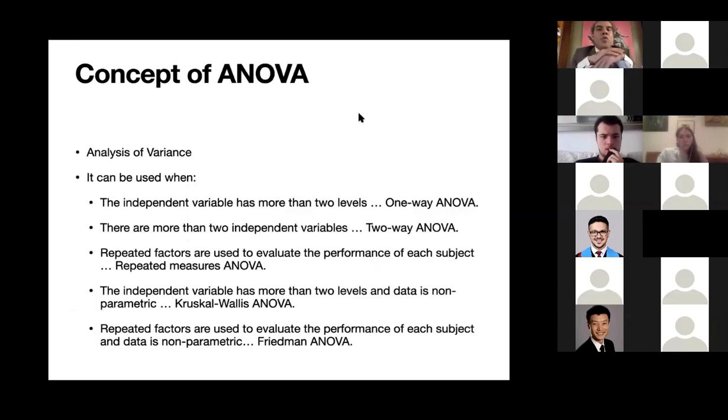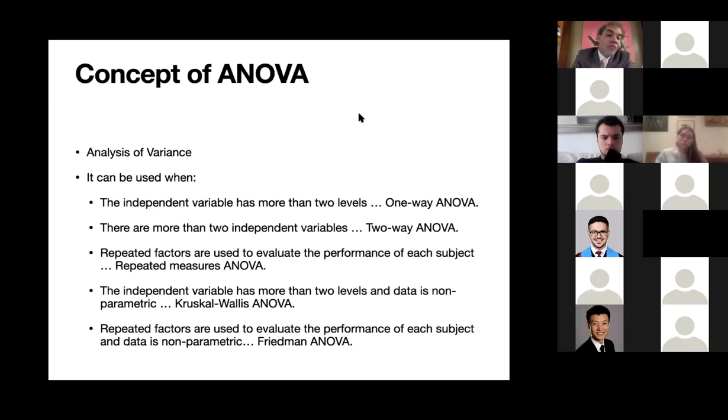Now, let's start talking about the concept of ANOVA, or analysis of variance. When the independent variable has more than 2 levels, we'll use a one-way ANOVA, for example an independent variable with 3 groups, or 4 groups, or 5 groups. When there are more than 2 independent variables, we'll use a two-way ANOVA. When repeated factors are used to evaluate the performance of each subject, we'll use repeated measures ANOVA. When the independent variable has more than 2 levels and data is non-parametric, we'll use Kruskal Wallis ANOVA, which is an ANOVA using ranks.